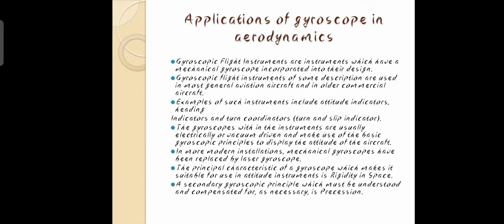In more modern installations, mechanical gyroscopes have been replaced by laser gyroscopes. The principal characteristic of a gyroscope which makes it suitable for use in attitude instruments is rigidity in space. A secondary gyroscope principle, which must be understood and compensated for as necessary, is precession.